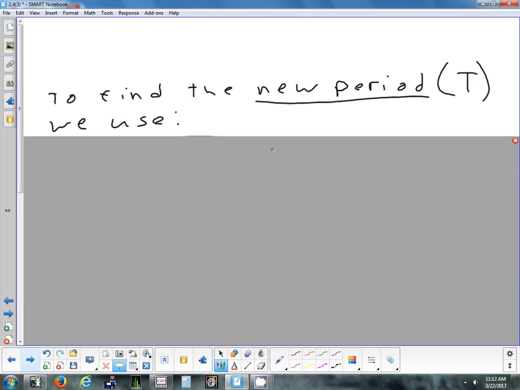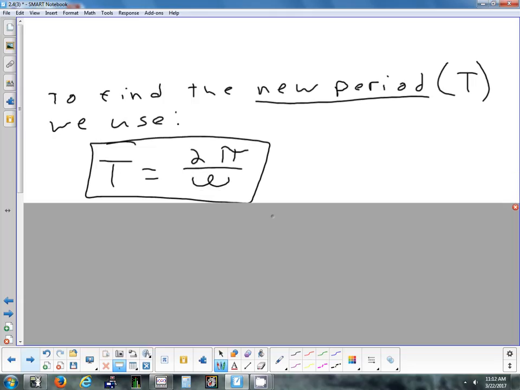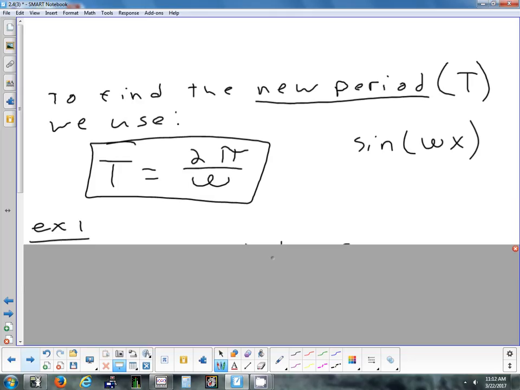The period is normally 2 pi, or 360 degrees. But if you put a number in front of x, the period is going to change. What does it change to? You just follow this formula. T stands for the new period. The book uses T, that's why I use T. And to calculate the new period, you take the original period, which is 2 pi, and you divide by the number in front of x.